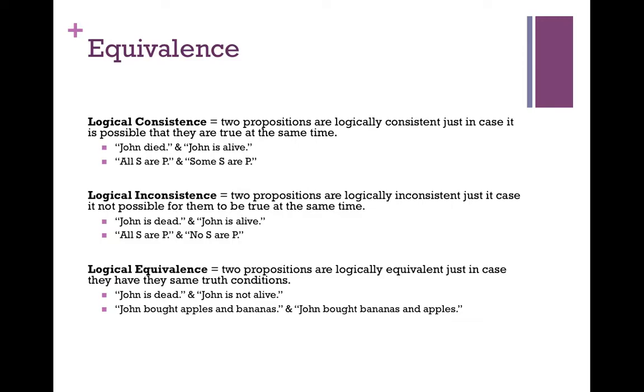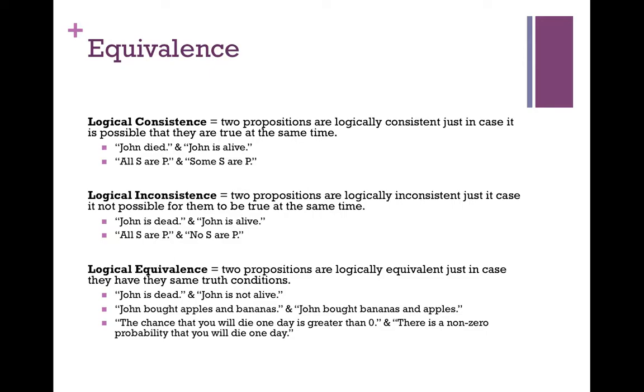Or here's another one. I don't know why I'm picking on John so much, but: John bought apples and bananas. John bought bananas and apples. Notice the only difference here is I switched the order of apples and bananas. But these two propositions are going to be true in all the same set of circumstances. There's not going to be a case where he bought apples and bananas, but he actually didn't buy bananas and apples. No, they would always be true at the same time.